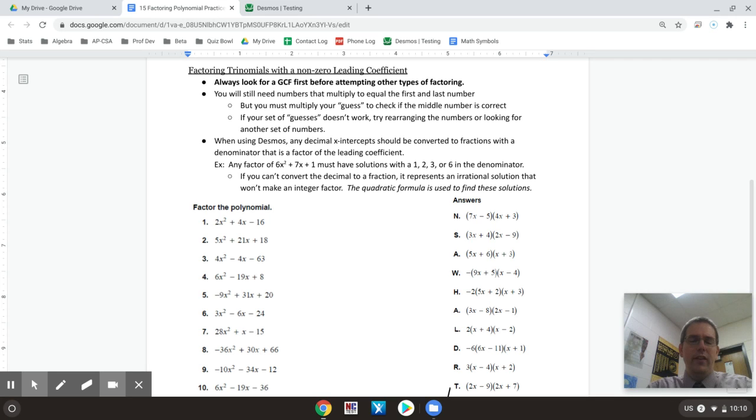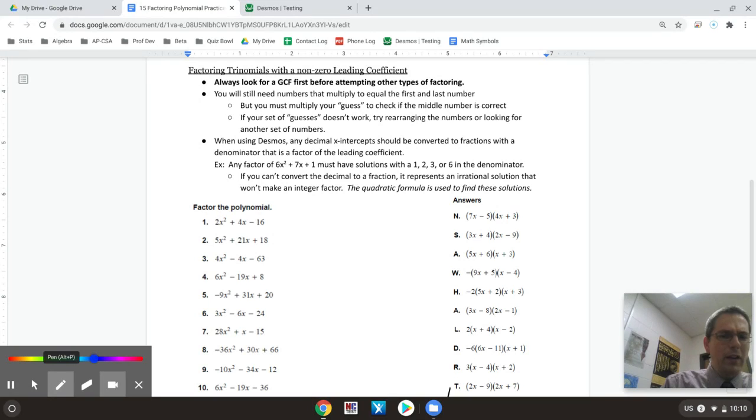Okay. Yesterday we talked a lot about factoring, either algebraically using GCF or with Desmos. We're going to build on that today by looking at some polynomials that do not start with a coefficient of 1. They have a number other than 1 in front of that x squared. So in this case, I'm going to try to factor the first one. And the first thing I always want to do when I factor is, you might notice it has a GCF.